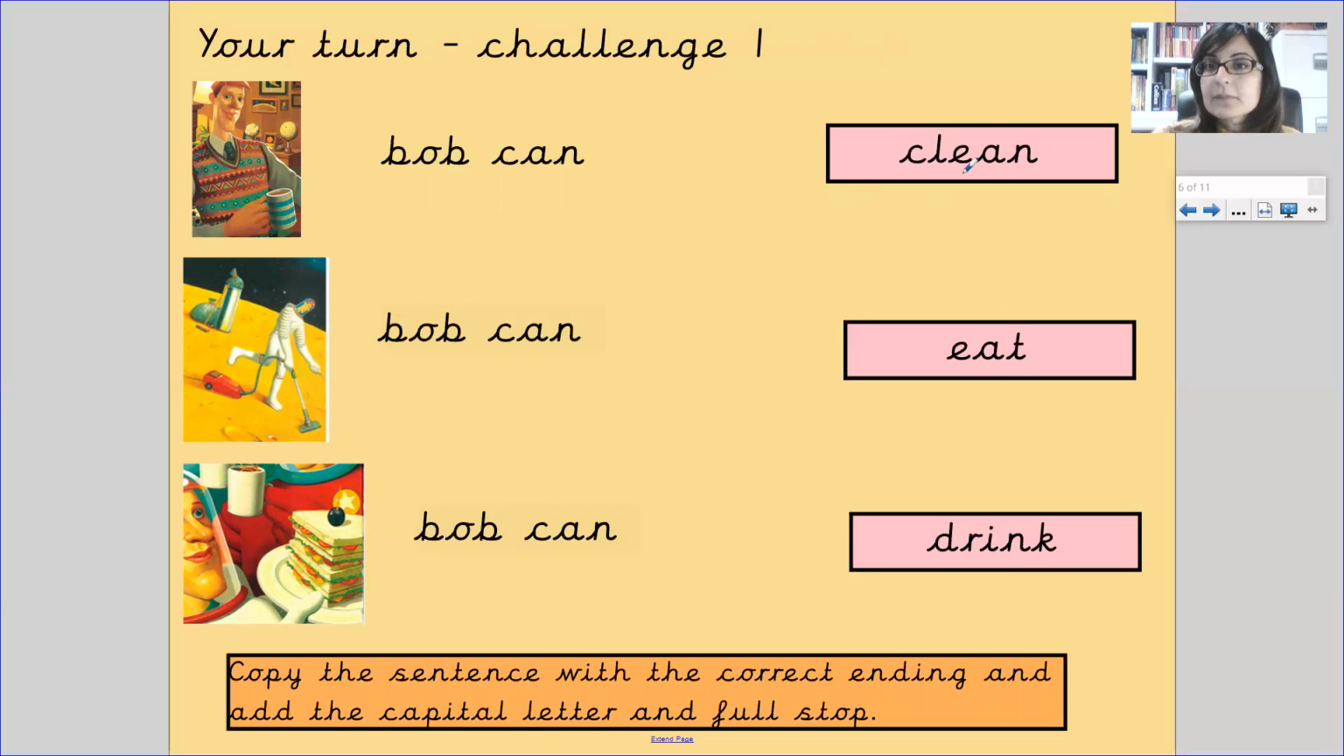Is he cleaning? I don't think so. Is he eating? No, I don't think he is. Is he drinking? I think he might be. He's got a mug of coffee or a tea. So you're going to write, Bob can drink.